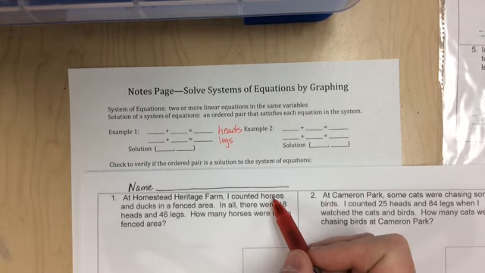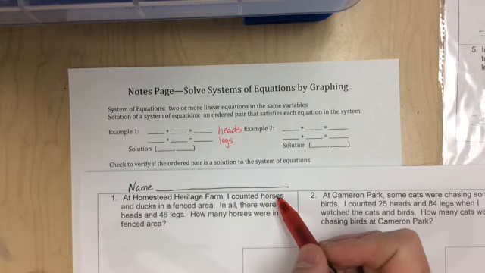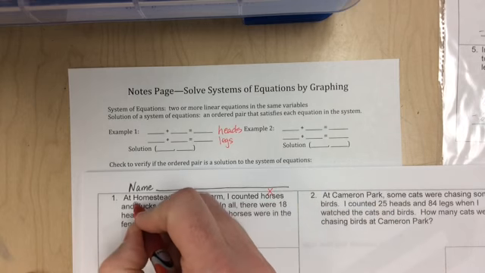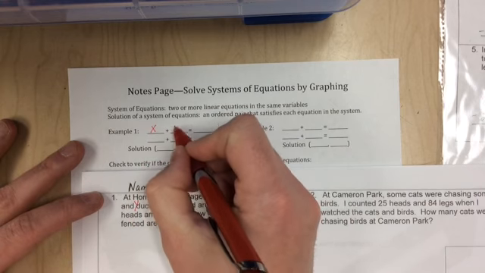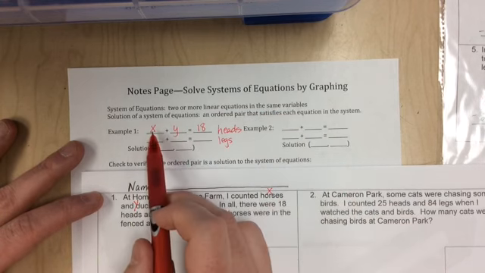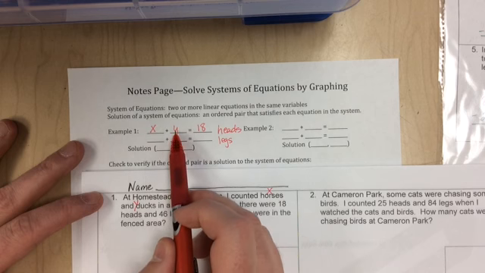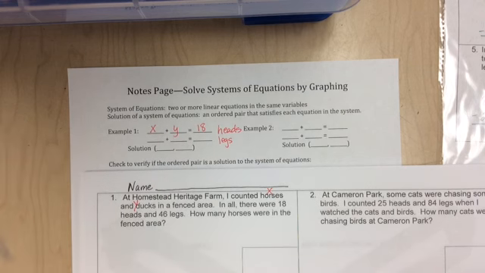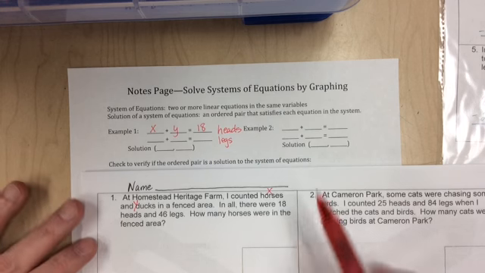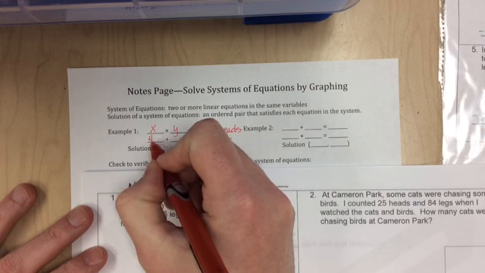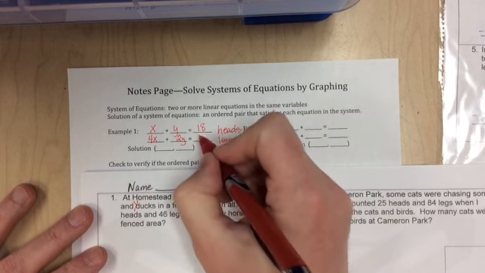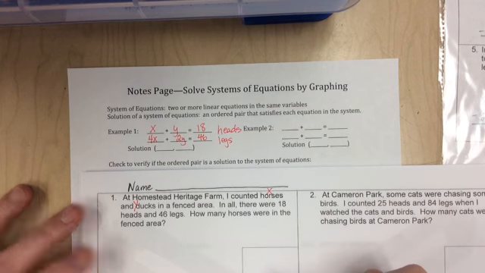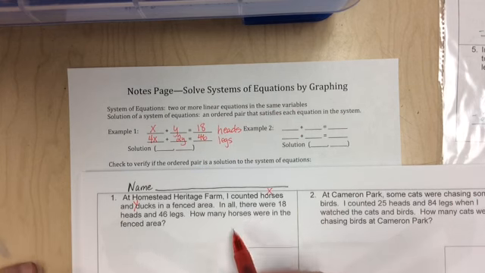Okay? So we've got horses and ducks. I'm going to call horses x because it's first, and the ducks are going to be y. And I know that there are 18 heads in all. So my first equation is going to be x plus y equals 18, because the number of horses plus the number of ducks is going to be 18 heads. Now when we talk about legs, we've got to figure out how many legs each of those animals has. Well, a horse has 4 legs, so that's 4x. And a duck has 2 legs, so that's 2y equals 46, because that's the total number of legs that the farmer saw.